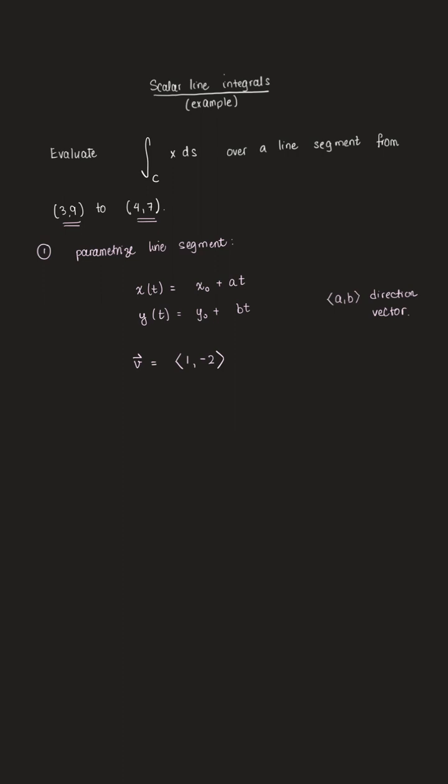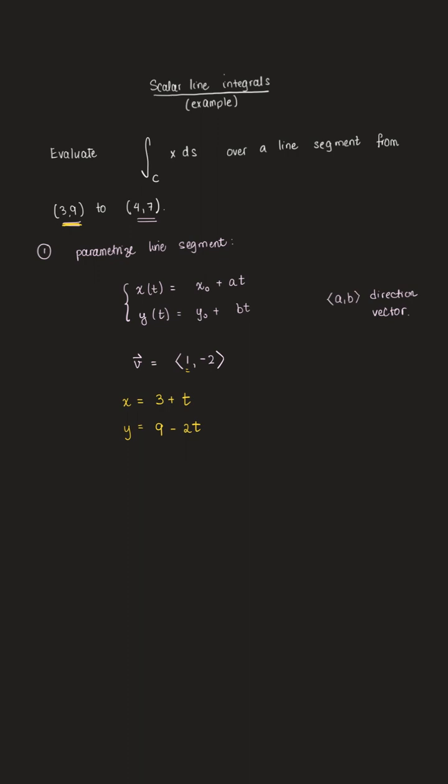And we can then write our two equations, right? Let's pick our first point, (3,9), to be our starting point. So x would start at 3, plus the x component of our direction vector is 1, so 3 plus t. And y would start at 9, and our direction vector y component is -2, so minus 2t.